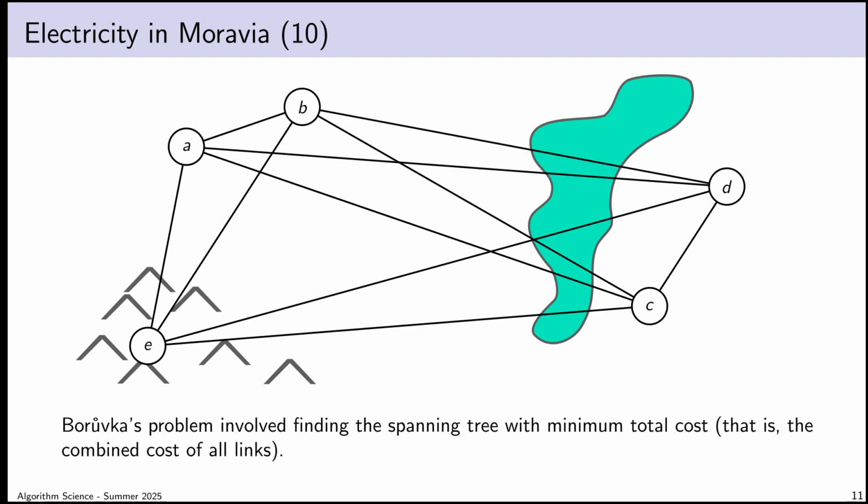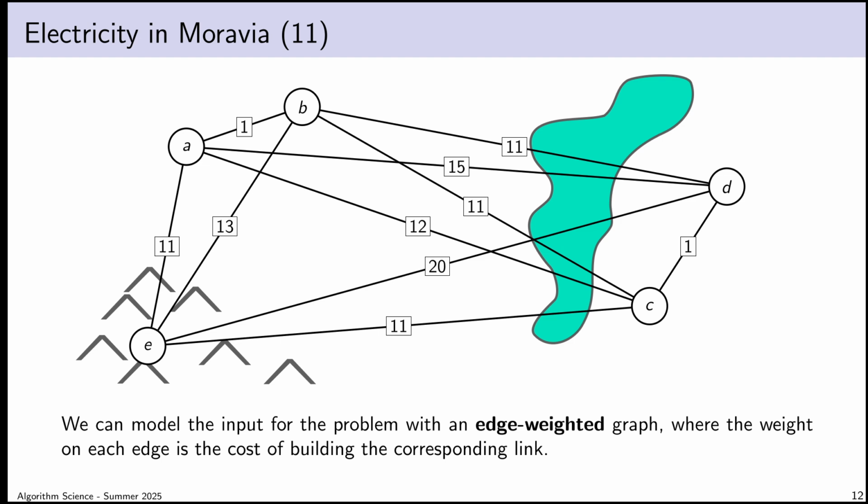So Borůvka's problem involved finding the spanning tree with the minimum total cost, which would be the combined cost of all the links that get built, and of course this requires us to know the cost of individual links. So we could model this using something called an edge-weighted graph. And that's in bold because I guess it's a new piece of terminology. You could even argue, there are those that might argue that this is a brand new thing. That is, we've moved from graphs up to an even more complicated abstraction called an edge-weighted graph. I am not one of those people. I do not belong to that school of thought. I think this is just an ordinary graph.